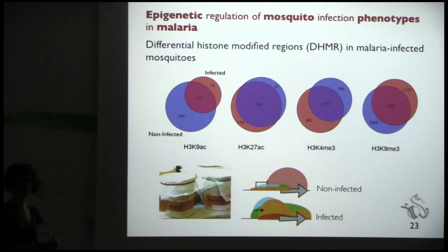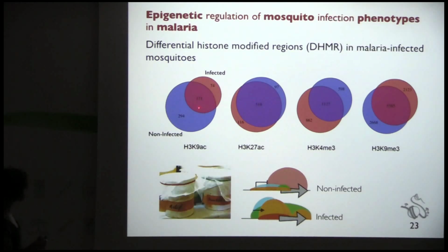So we compared histone modification profiles and gene expression between infected and control mosquitoes. This is what we are looking for. For example, this is a gene, this is the promoter, and in non-infected we would have this pattern. If this gene is silent, there is a lot of this silencing histone mark, and if this gene is turned on, then we see an increase in other marks that are typically associated with active transcription. So this was the type of pattern that we were looking for.